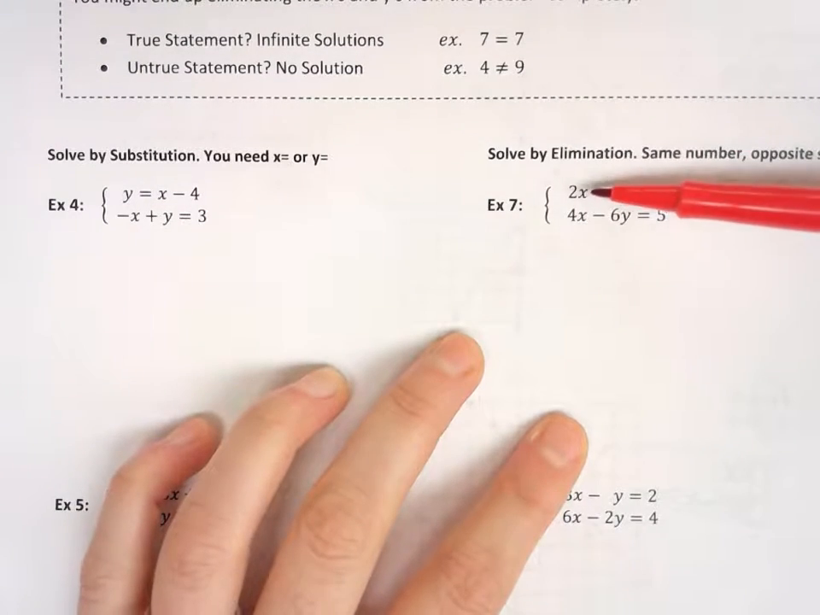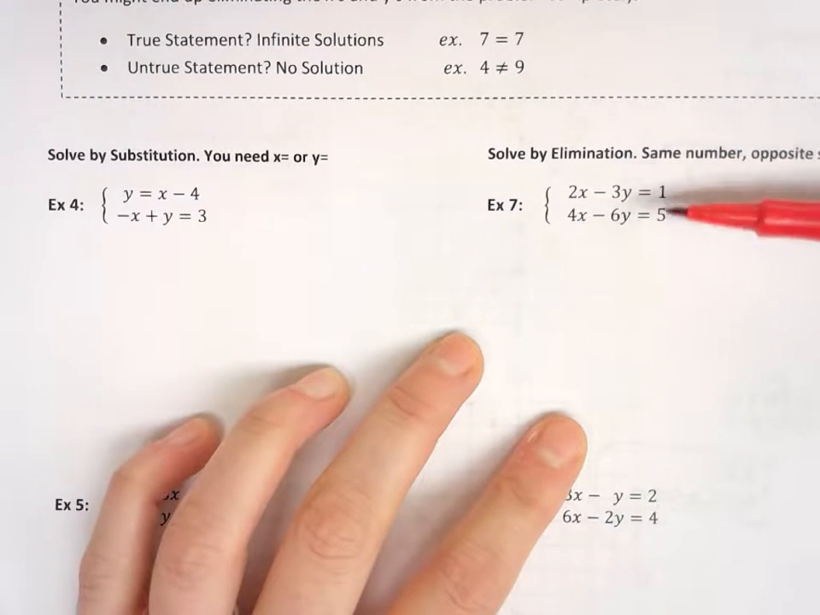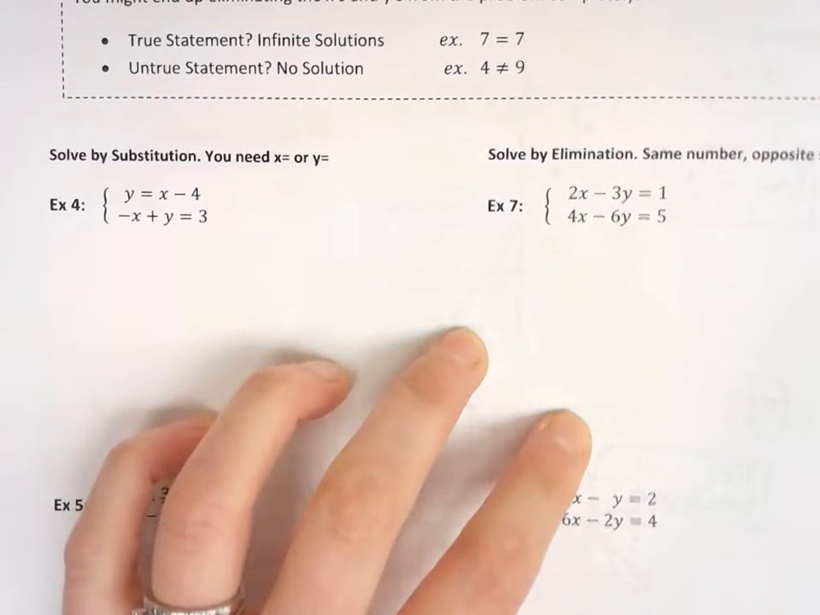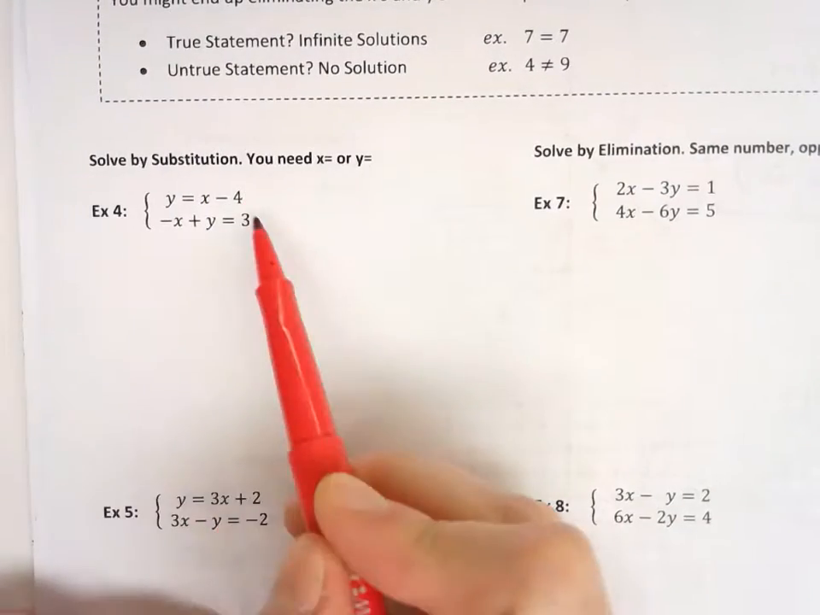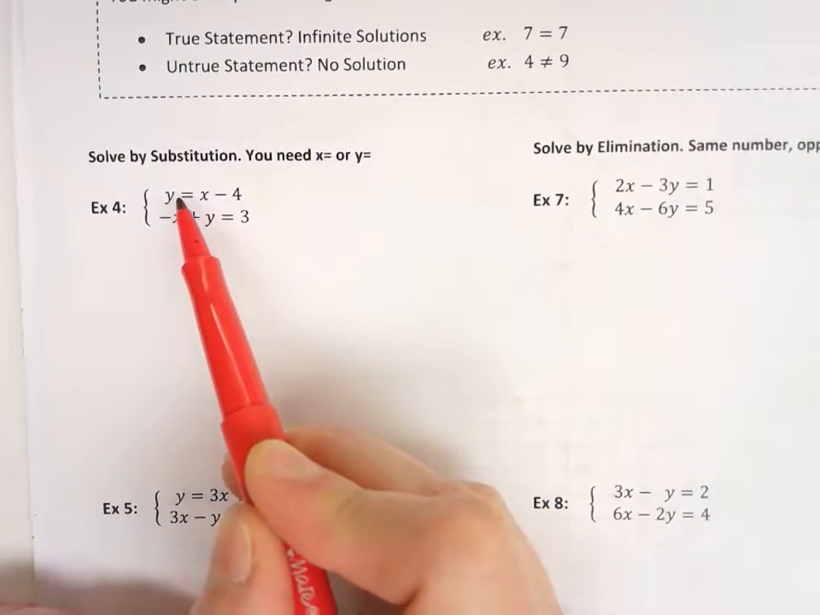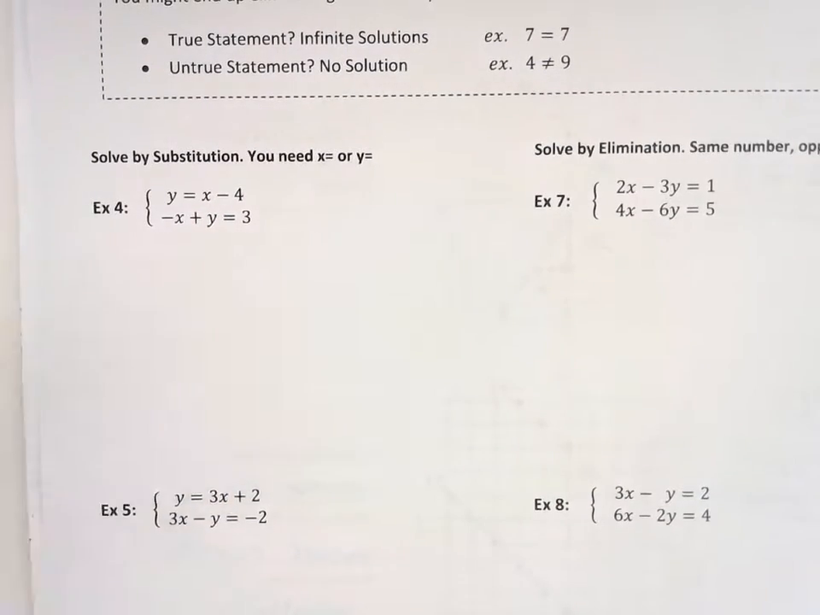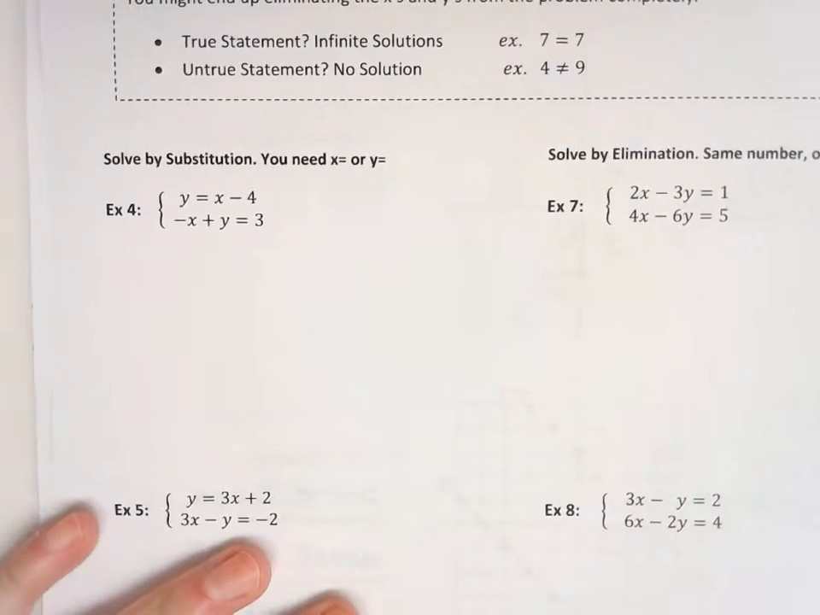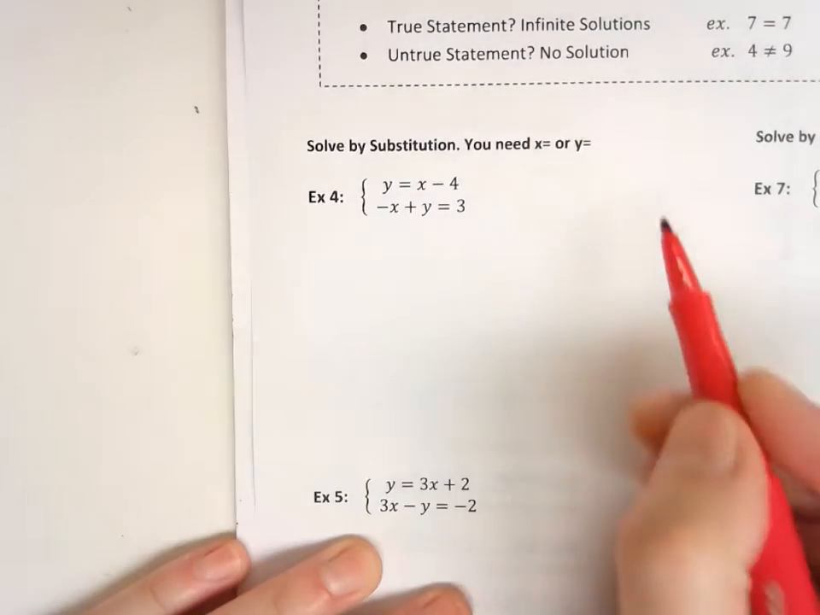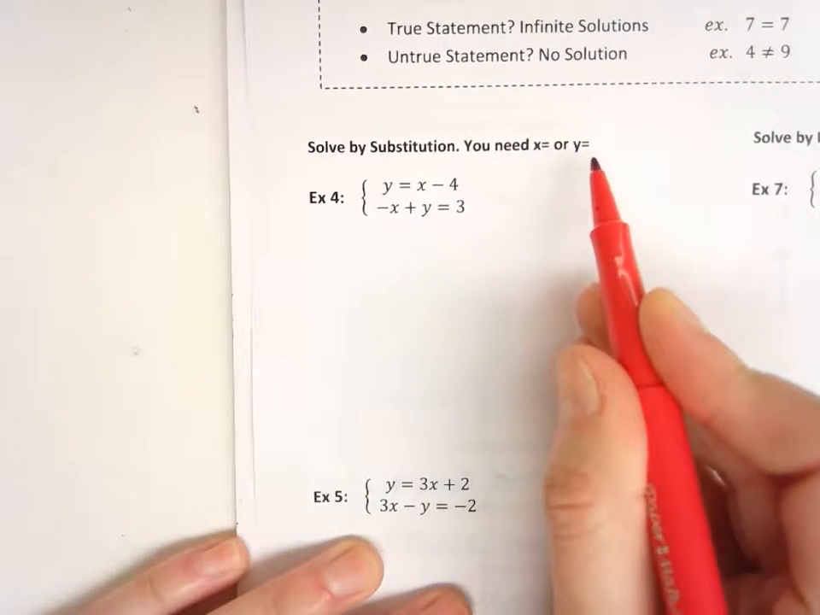For elimination, the x's, the y's, the equal signs, and the numbers are all lined up. But for substitution, everything's all jumbled up. I've got y and x and y, numbers, equal signs all over the place. That's how you know you're going to need to use substitution. And for substitution, you either need to look for an x equals or a y equals.